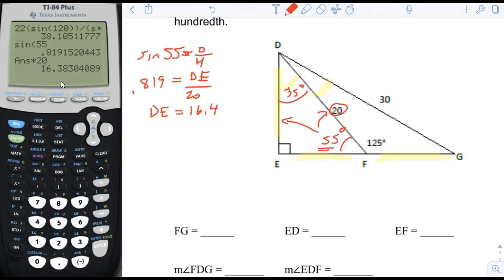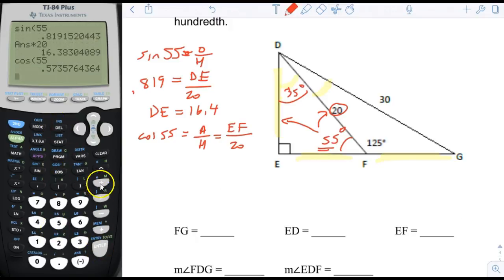Okay, so we already found DE, and now we just need to find EF. Well, EF we could figure out with the cosine, right? The cosine of 55 would be the adjacent over the hypotenuse, the adjacent being EF, which we don't know yet, and the hypotenuse being 20. So what is the cosine of 55? Cosine 55 is 0.574. 0.574 is equal to EF divided by 20. So EF is going to be 20 times 0.574, which is 11.5.